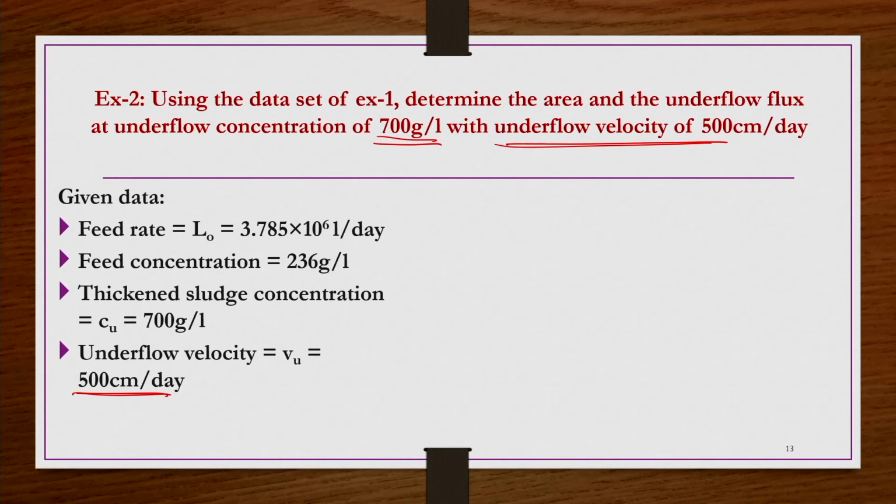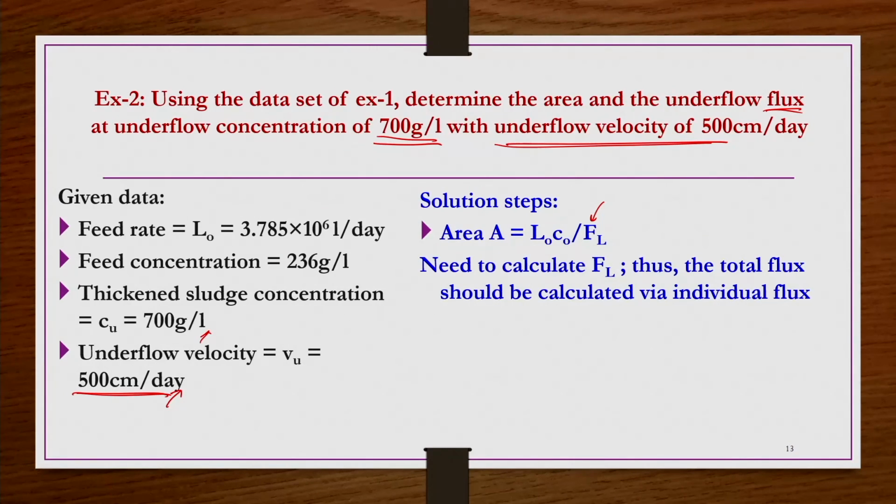So that means underflow flux you can directly calculate easily here. Okay. Now you need to have consistency of units, day, liters, centimeters, different units are there. You should be very careful about these units. Okay. So now solution steps. The question asks you to determine the area and then underflow flux, right. So for the flux calculations, once you get the limiting layer flux FL, you substitute here L naught C naught by FL, then you will get the area requirement. So FL we need to calculate.